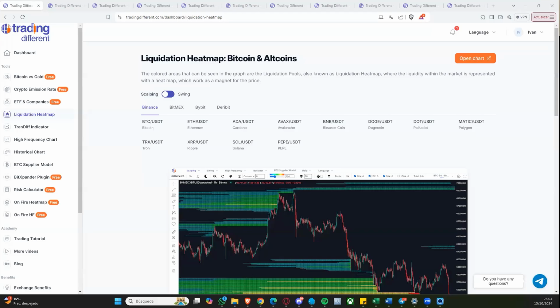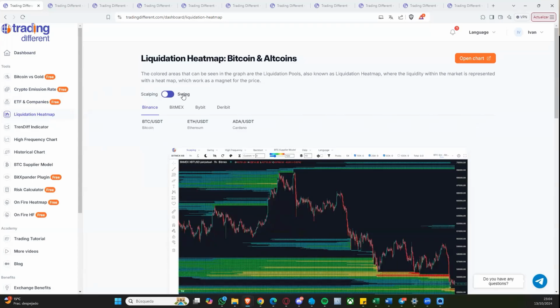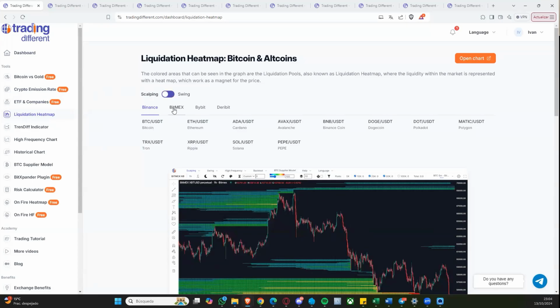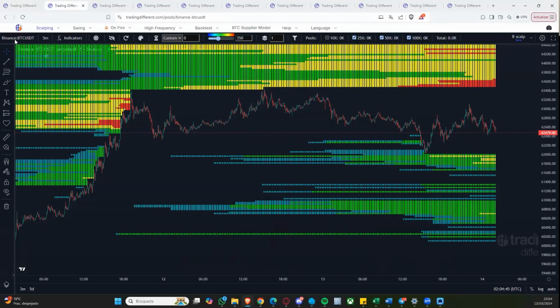We will see how Liquidation Heatmap is used on the Trading Different website. In the Liquidation Heatmap section, we have two types of charts, scalping and swing. You can switch between them and see that each chart shows the corresponding exchange with its different pairs. Just click on it and it will open.